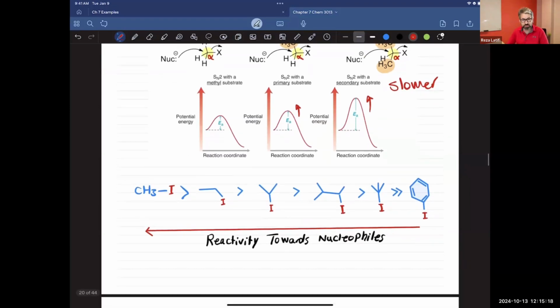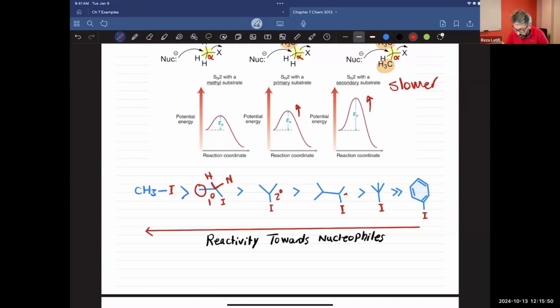And this is the order for SN2 reactions. If you have a methyl halide, like methyl iodide, it will be the fastest SN2 reaction. Now, if you replace one of the hydrogens by a methyl, the reaction will be slower. That's a primary. We had a methyl, now primary. Next, this is a secondary. It has two methyls and of course one hydrogen.